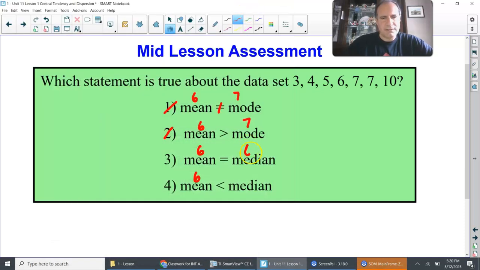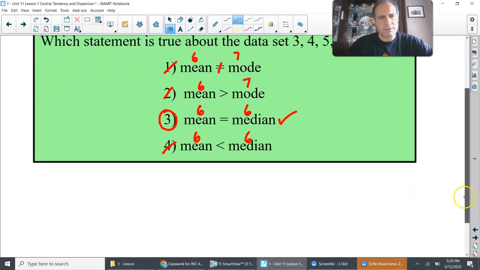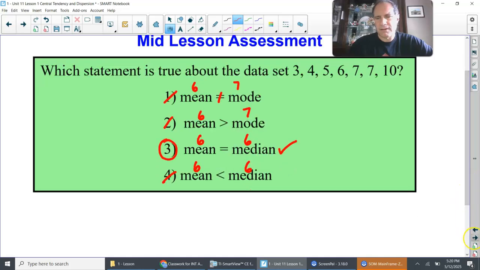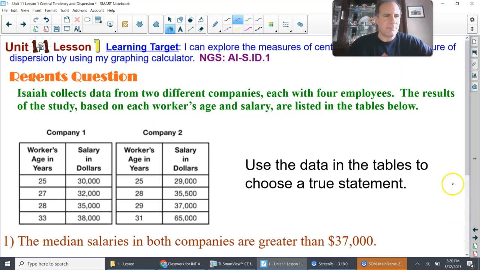So I could put 6 and 3. They're equal to each other. This one is true. This is not. All right. And that's how you do it, one step at a time, using the calculator to compare numbers.